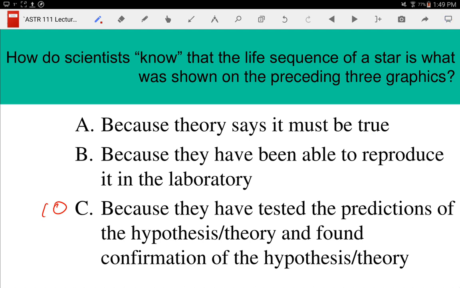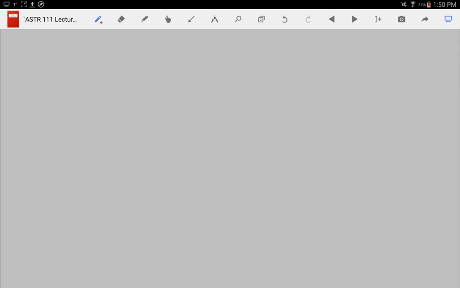This top one, because theory says it must be true. If that's all I taught you, if I showed you that life sequence of a sun or of a star and said that's the way it is and stopped there, I wouldn't be teaching you. What would I be doing? I'd be indoctrinating you. I'd just be telling you, here it is, believe it. It's the way, we know. That's not the way science is. Science is not about telling people what to believe. It's about trying to give them the evidence so they can figure it out and have it make sense. So we're going to go through and try to see the evidence, try to make some sense out of this.